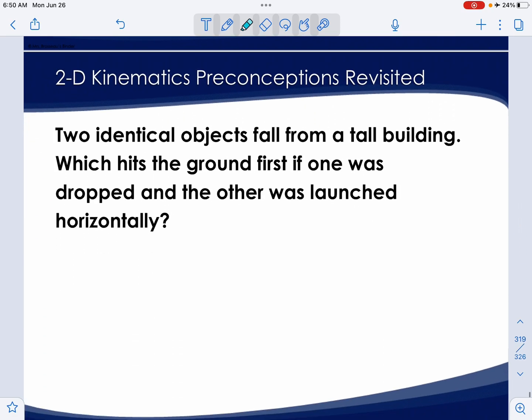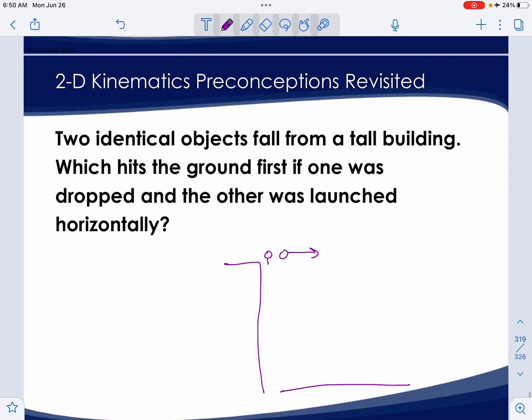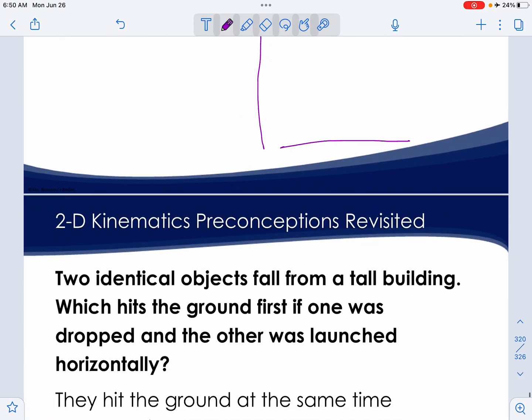Two identical objects fall from a tall building. Which hits the ground first, if one was dropped and the other was launched? So let's say here's a tall building, and you have two balls. One is launched and one is just dropped, right? And so the question is, which one's going to hit the ground first? And what is the answer?